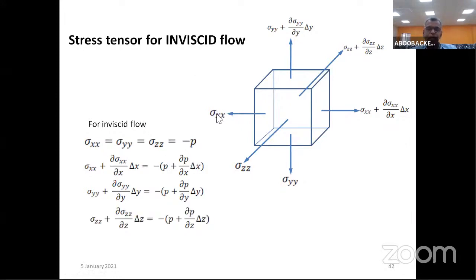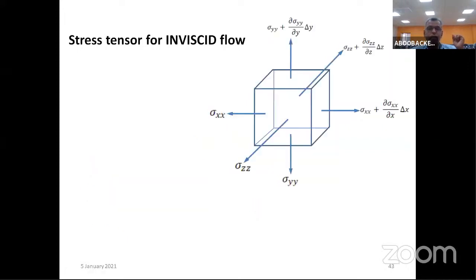So for the force balance, sigma xx, and here it will be this. So the next force will be minus p, sigma xx, plus in the area, this will be what we have. So replacing this, the forces will be there. So from this, we can have a force balance.